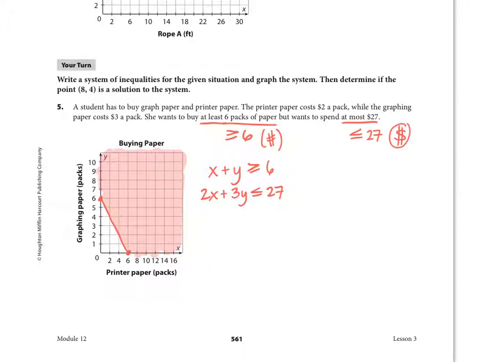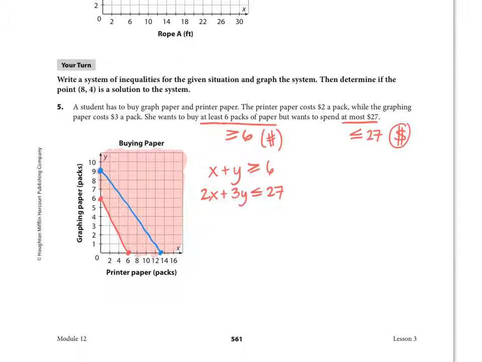Okay. The next one, again, I'm not going to go into great detail, but the y-intercept is 9, x-intercept 13.5. My line looks like that.